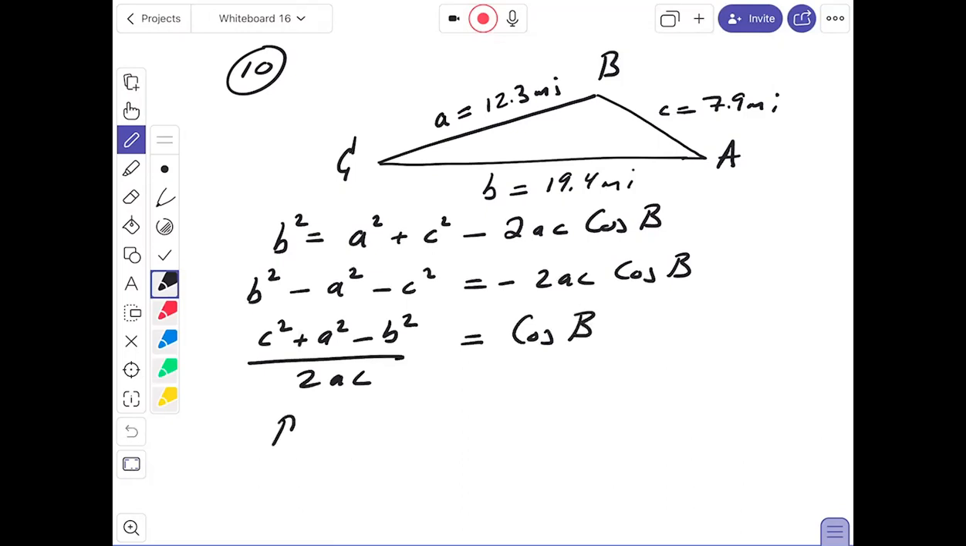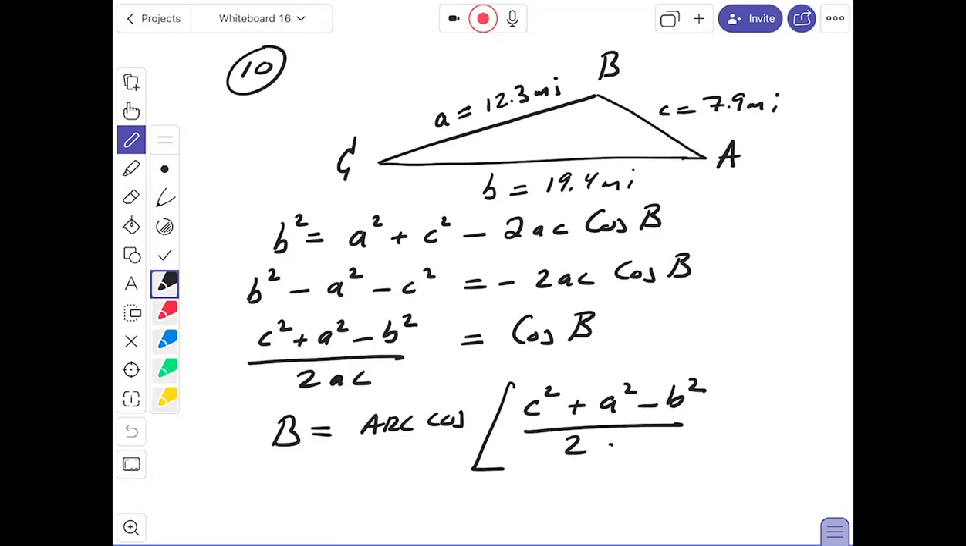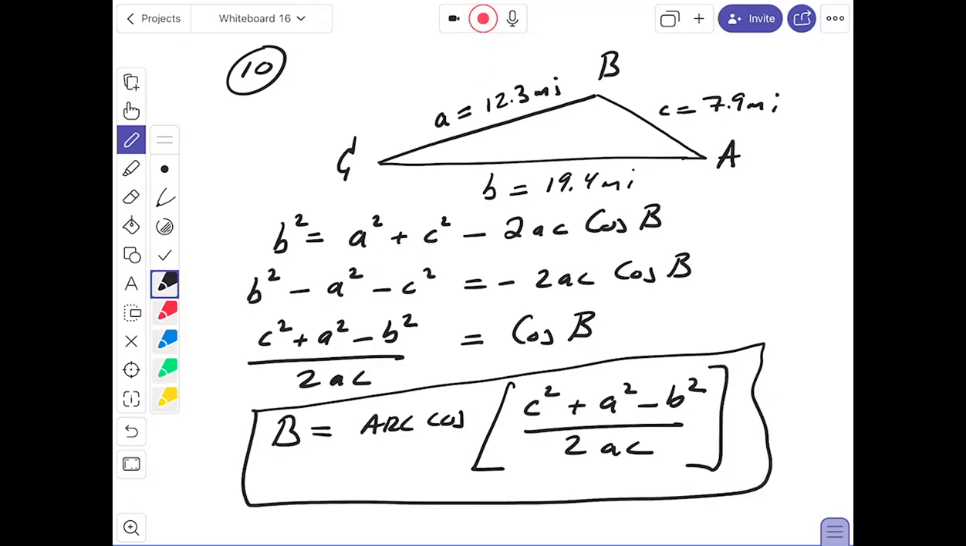Well, I think I know what B is. What's B? B is the arc cosine of C squared plus A squared minus B squared over 2AC. I'll do the computation later, but if this is an exam question, I'm willing to accept it. All right, now why is that?